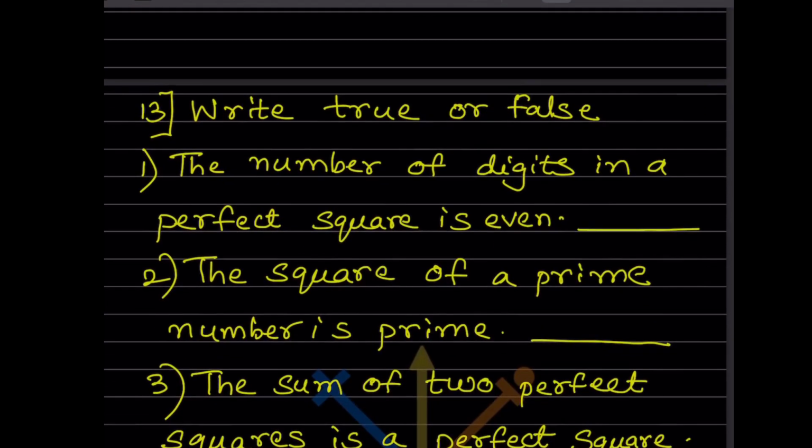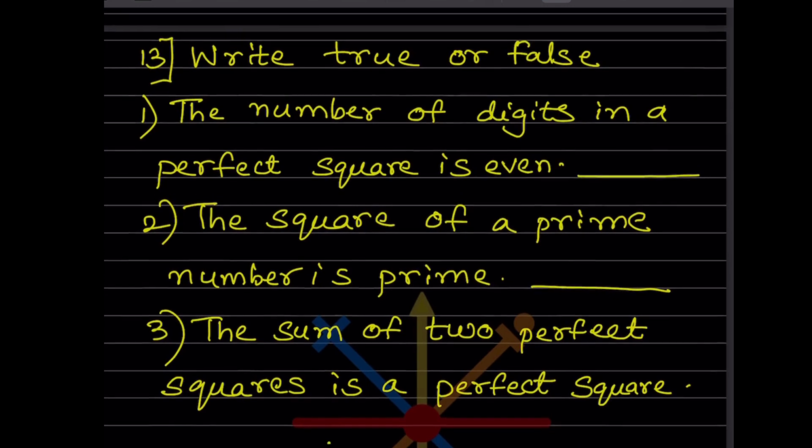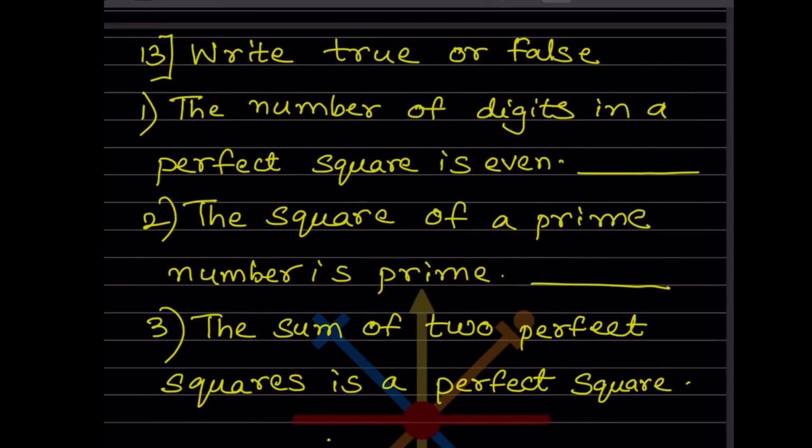Now here they said, write true or false. The number of digits in a perfect square is even. So this is going to be false. Actually, the number of digits in a perfect square can be even or it can be odd also. So this is a false one.